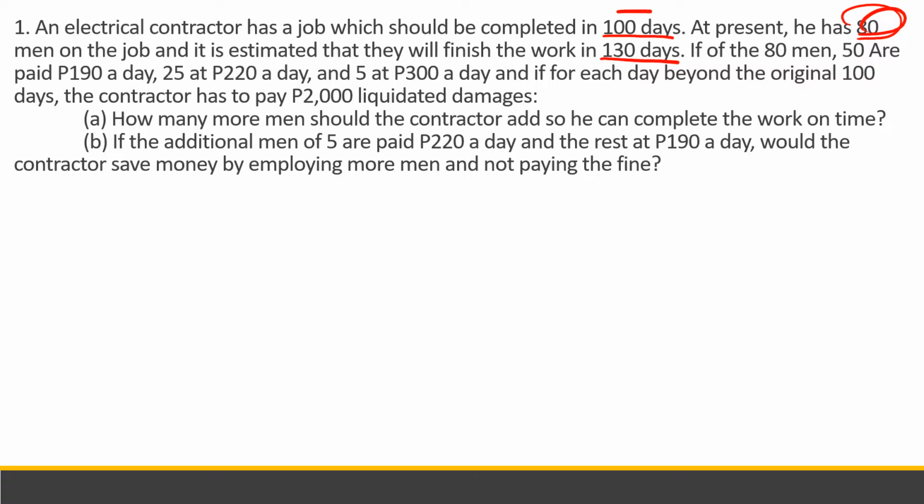Now, of the additional men, 5 of them are paid 220 pesos, so that makes 30 of them, and the rest are paid 190. Would the contractor save money by employing more men and not paying the fine? The alternative here is to pay for the 30 excess days, that is 2,000 times 30, so we have 60,000, over employing new workers.